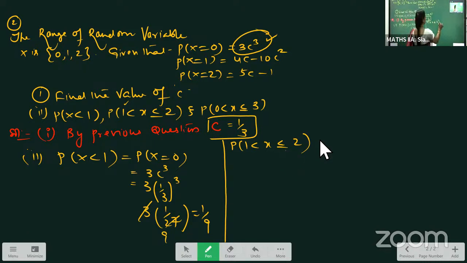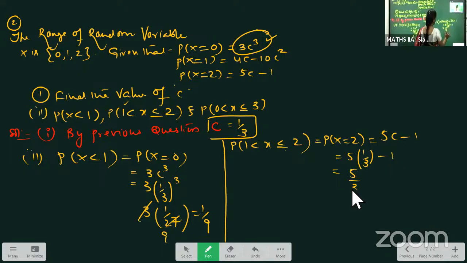So we take this as P of x is equal to 2. What is P of x is equal to 2? The value here is 5c minus 1. That is 5 into, but what is the c value? 1 by 3. So we write here 5 into 1 by 3 minus 1. That is 5 by 3 minus 1. Do cross multiplication or take the LCM: 5 minus 3 by 3. That we are getting as 2 by 3.